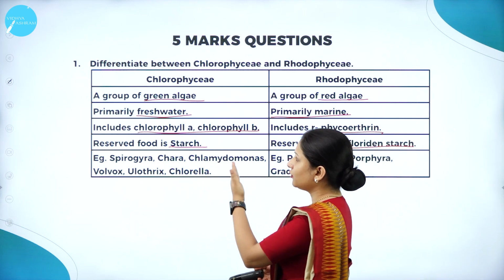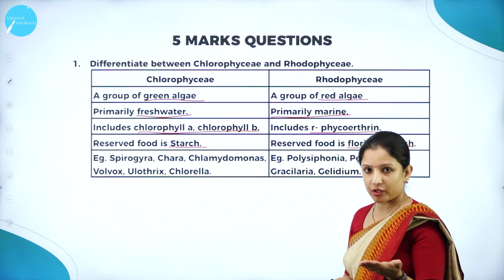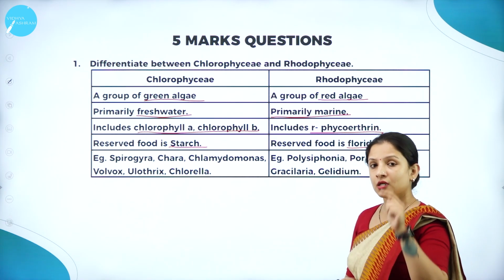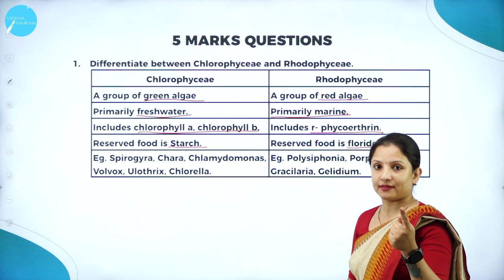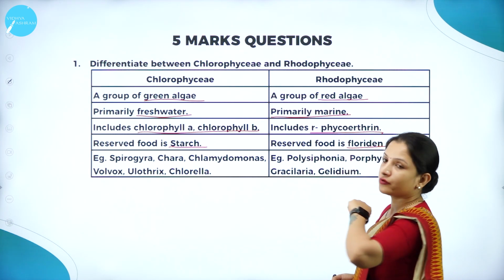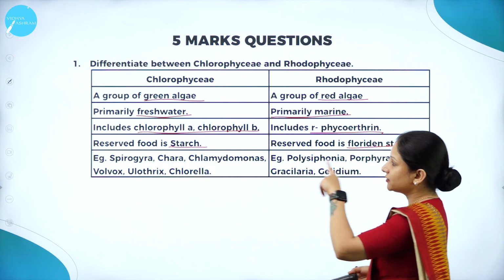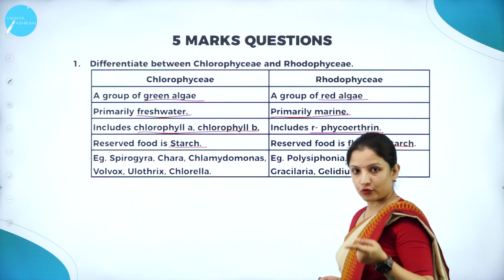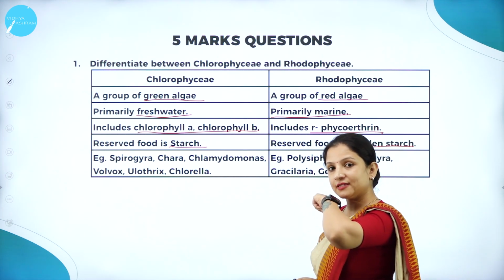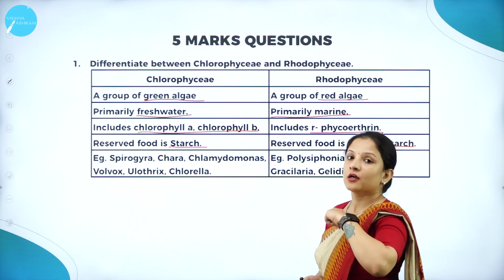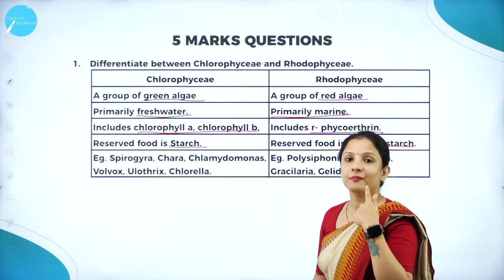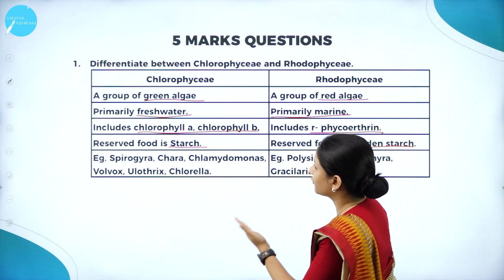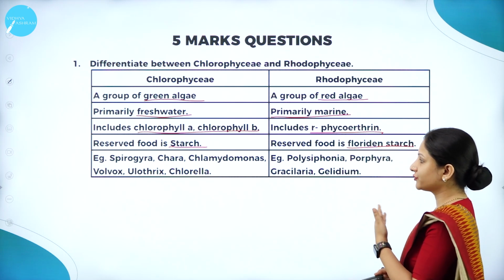Chlorophyceae include chlorophyll A and B pigments. Rhodophyceae include R-phycoerythrin. Phaeophyceae include fucoxanthin, because fucoxanthin is not found in Chlorophyceae. That is how you have to write. Reserve food is starch in the case of Chlorophyceae. In Rhodophyceae, reserve food is in the form of Floridean starch. If they ask for Phaeophyceae, reserve food is in the form of complex carbohydrates, that is mannitol and laminarin. Examples for Chlorophyceae: Spirogyra, Chara, Chlamydomonas, Volvox, Ulothrix, Chlorella.